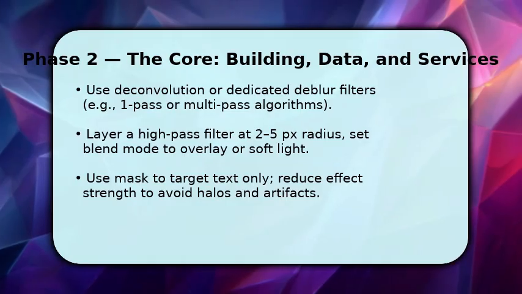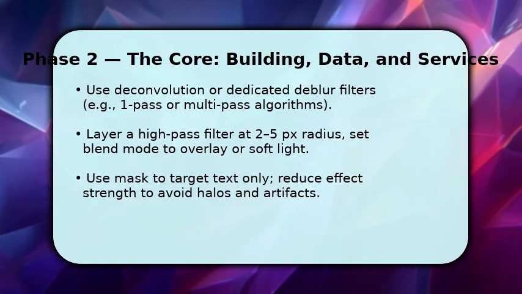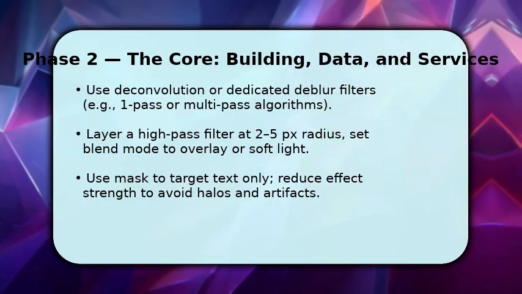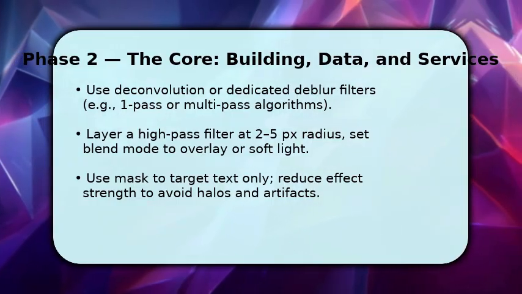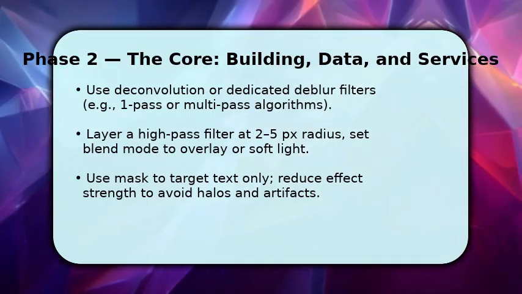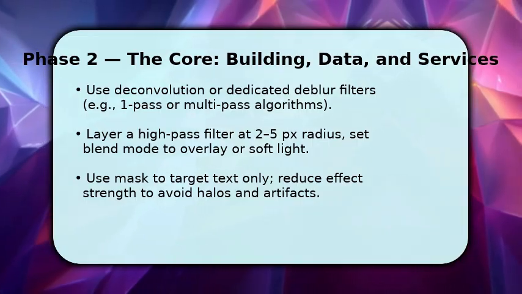You now perform the core deblurring. Choose a deconvolution or dedicated deblur tool and estimate the blur kernel if required. Once applied, add a high-pass layer at 25px and set it to overlay or soft light to restore edge contrast. Lower opacity to balance. Make sure to mask the effect to affect text only, preserving backgrounds.